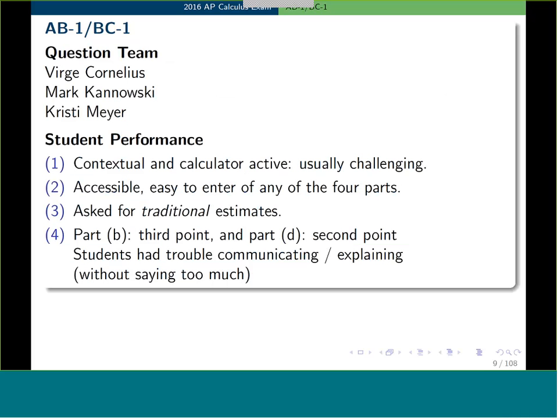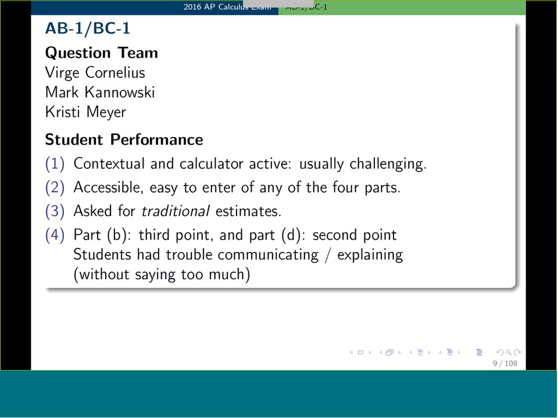Student performance in general on this problem. This was a contextual problem. There's a lot to read here, and it was calculator active. In general, these problems are challenging for students. However, I would like to suggest that this problem was pretty accessible. It was pretty easy for students to enter this problem in any of the 4 parts. And again, it asked for what I would call traditional estimates. So I don't think this was really an off-the-wall sort of question. I think students could get into this.